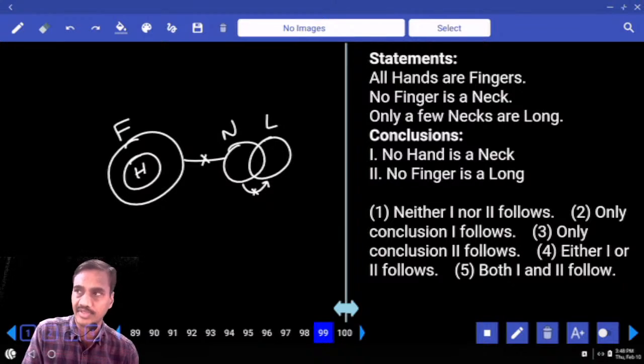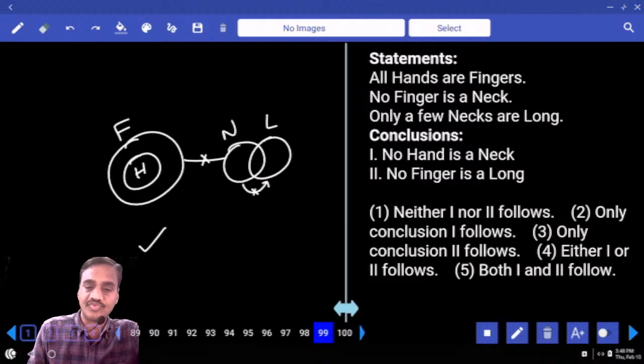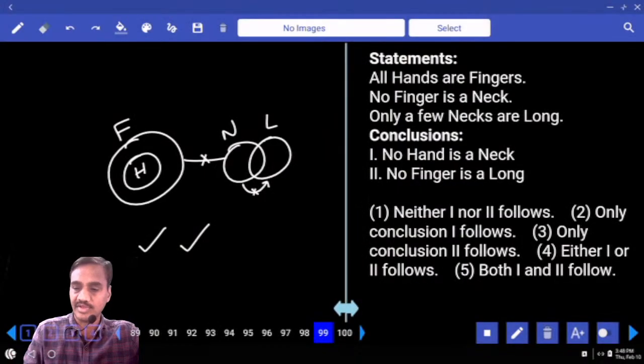Then coming to the first one. And no hand is neck. No hand is neck means a hand and neck, no intersection between these two, that is definitely true. No finger is long, and this is also definitely true. Both the conclusions are true, both these two are negative conclusions. Then we need to go for an alternate diagram. Tell me what is alternate diagram we have?